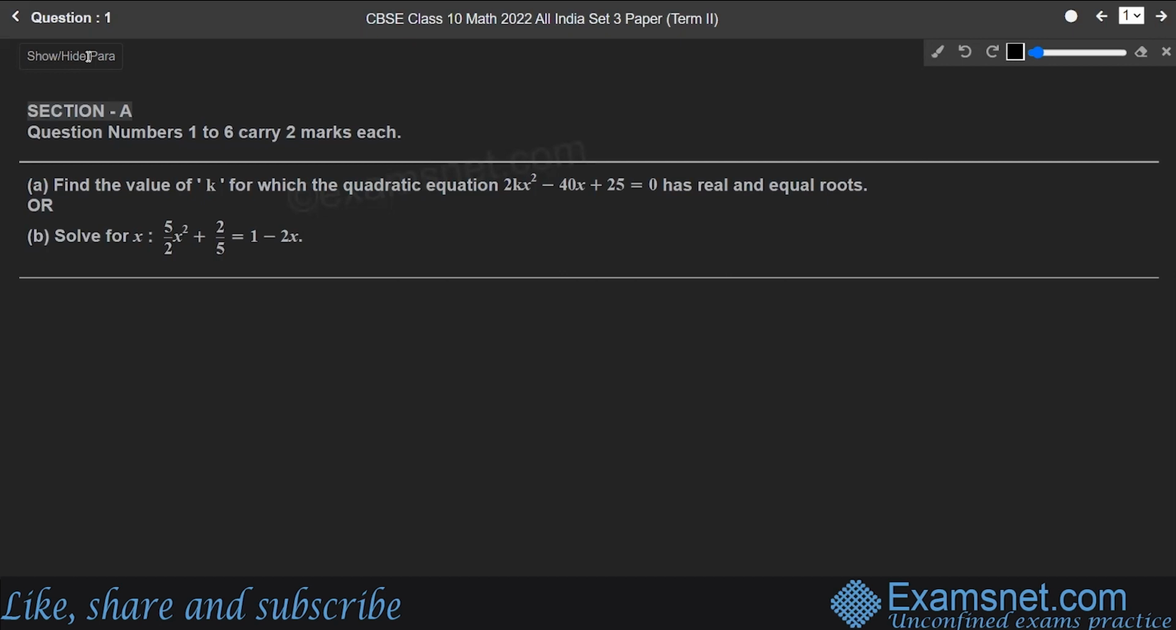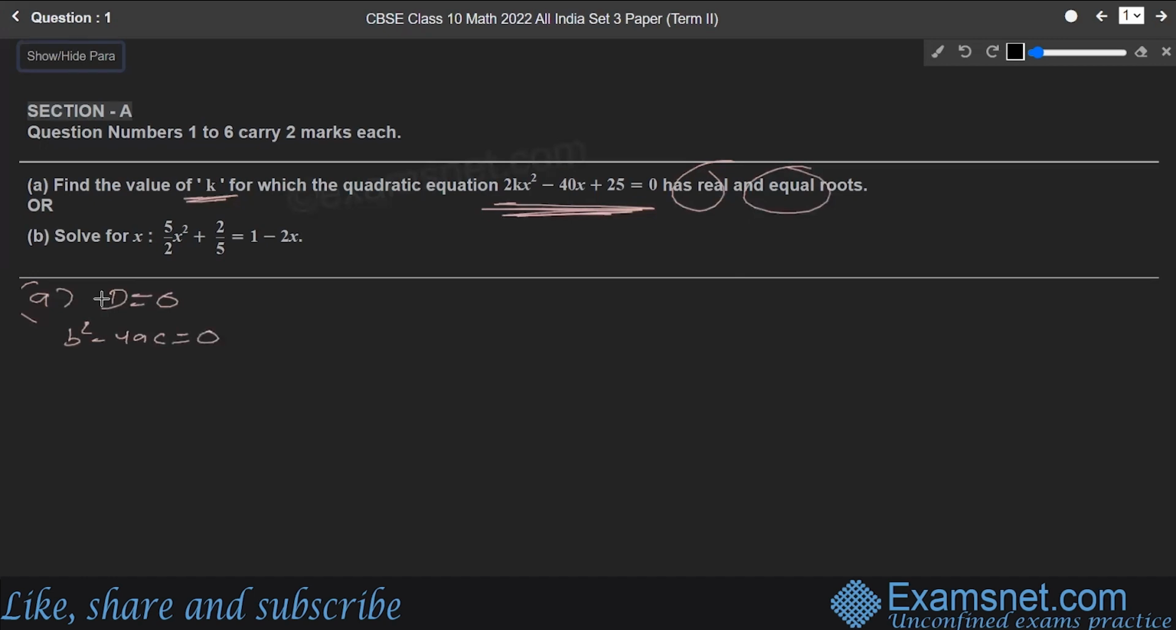Now, what are we supposed to do? Section A, question number 1 to 6, each carries 2 marks. The first is, find the value of k for which the quadratic equation 2kx square minus 40x plus 25 equal to 0 has real and equal roots. So when can we have real and equal roots? Let us do the A part. Roots are real and equal when D is equal to 0. D is nothing but the discriminant. The discriminant is b square minus 4ac, which has to be equal to 0.